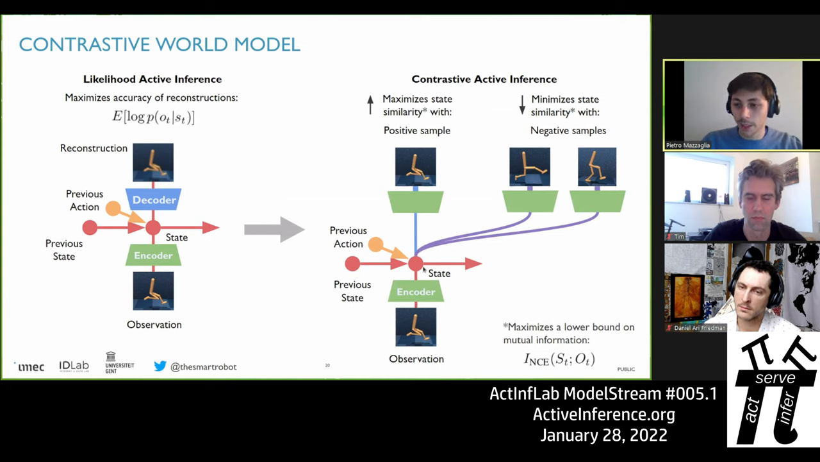So we are maximizing the similarity with the corresponding sample, here called the positive sample, and minimizing the similarity, so maximizing the distance, against all the other samples, which are called negative samples in contrastive learning. As we'll see in a moment, this mechanism maximizes the lower bound of the mutual information. So we are basically trying to maximize the information between the corresponding observation and state, while minimizing the information with respect to all the other negative pairs.